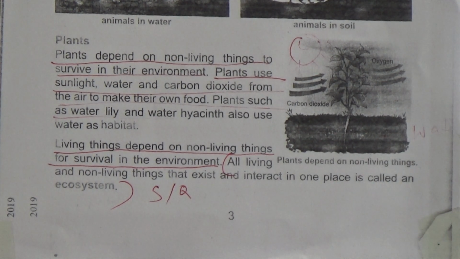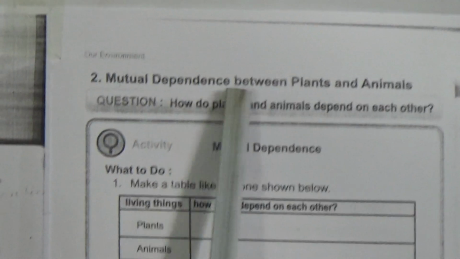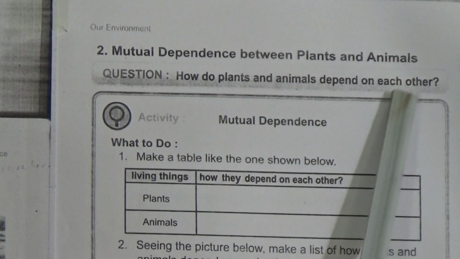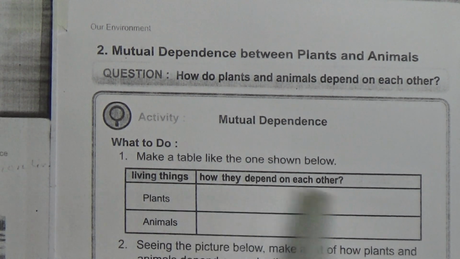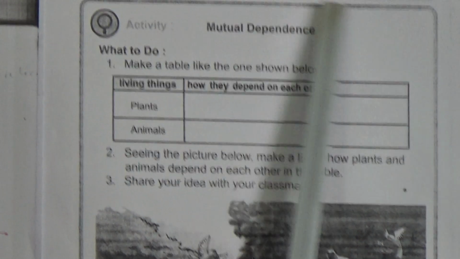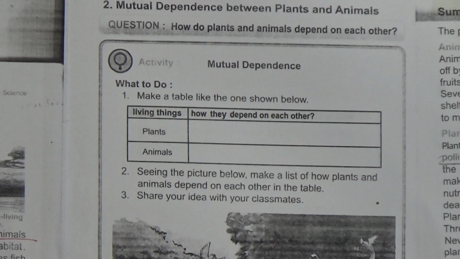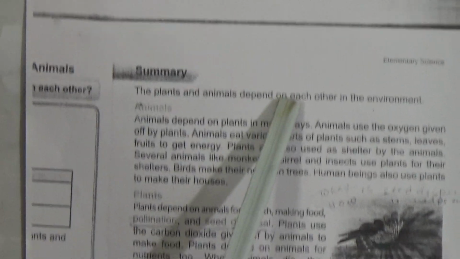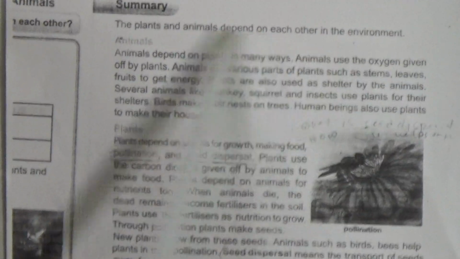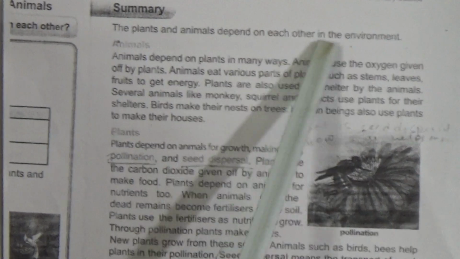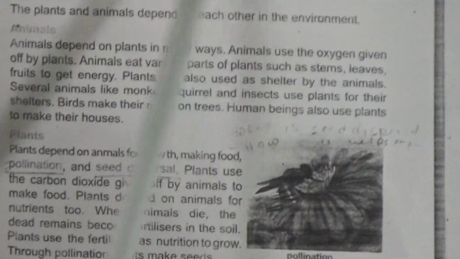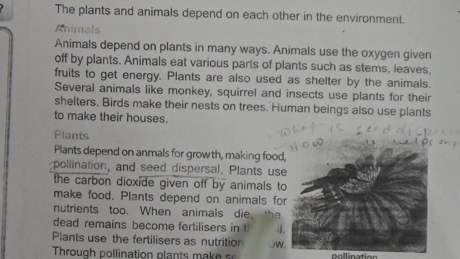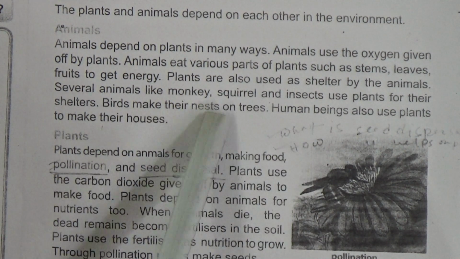My dear students, next go to next page. In this page we will discuss mutual dependence between plants and animals. That means from this discussion we will learn how plants and animals depend on each other. Now come to next page, page number 5. The plants and animals depend on each other in the environment.